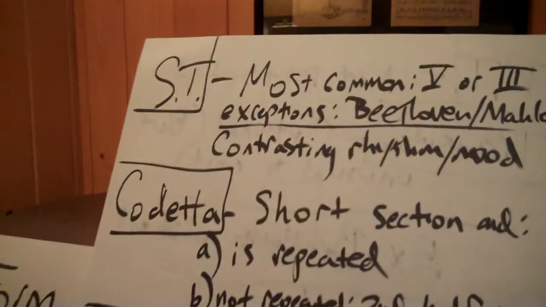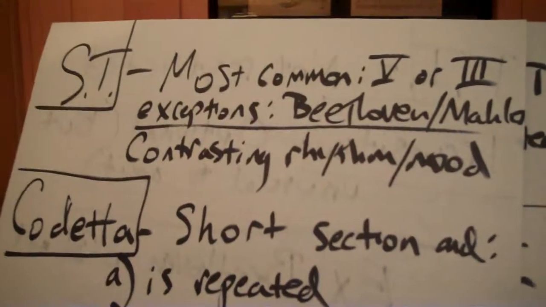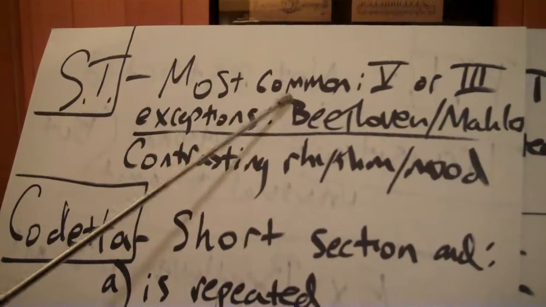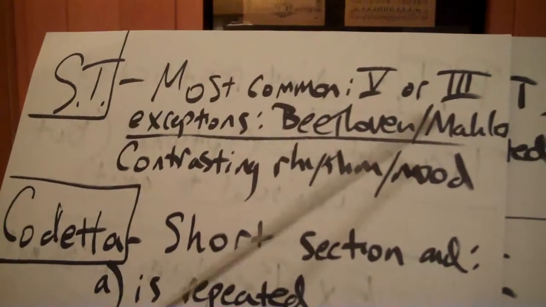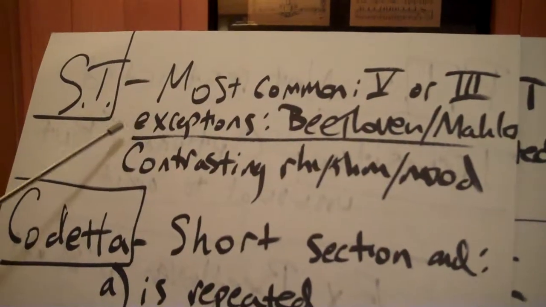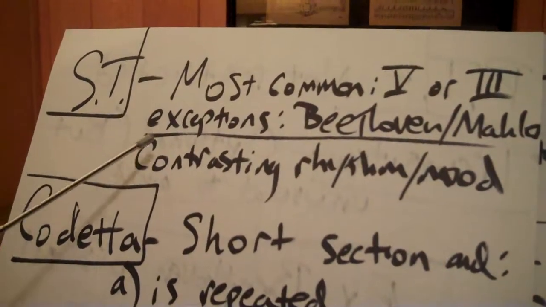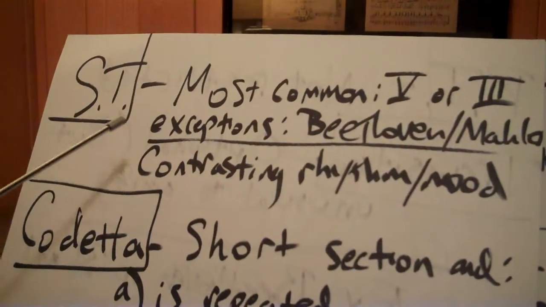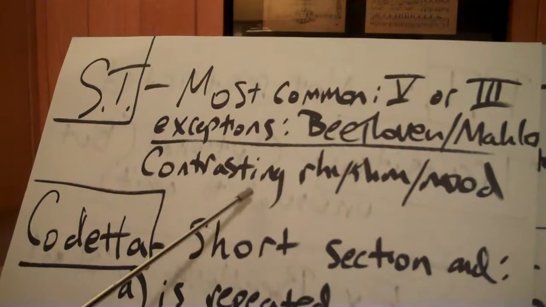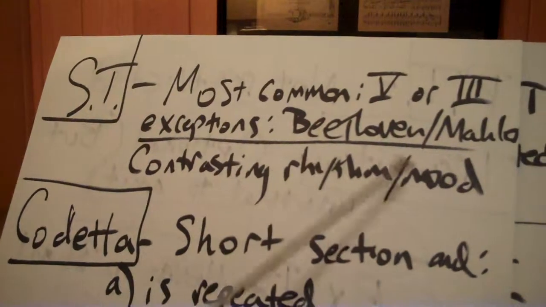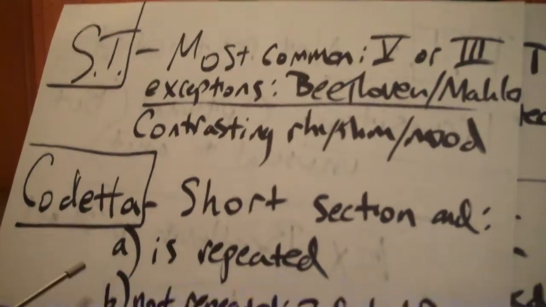The subordinate theme. Now in the classical period, the most common keys would be the dominant or the mediant. Beethoven and Mahler give good exceptions to this, oftentimes using the one in the minor or major mode, the opposite mode. It's almost always contrasting in some way, whether it's rhythm, mood, or something else.